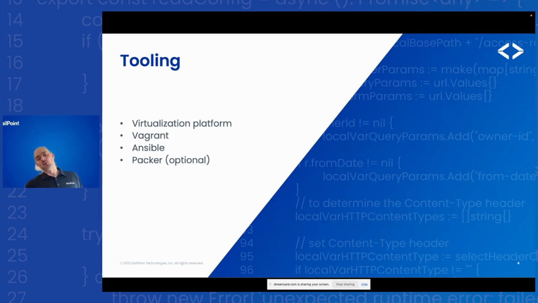Packer allows you to create a baseline VM from an ISO file according to your own standards and specifications. It will be out of scope for the presentation today, but I mention it because it is often used in combination with Vagrant.